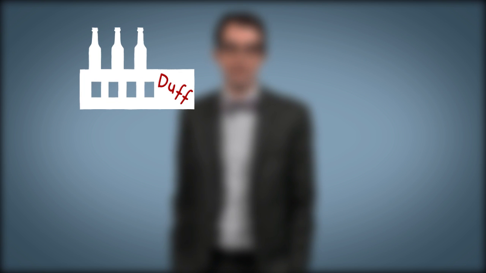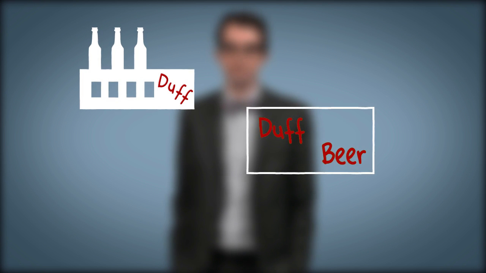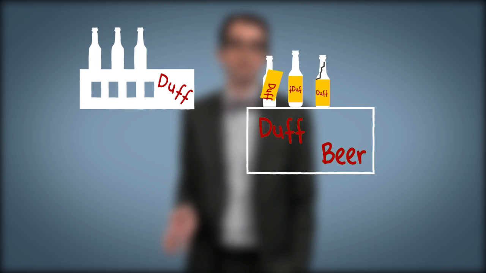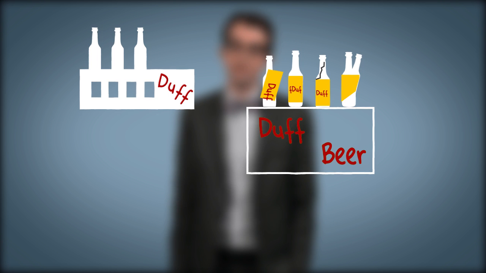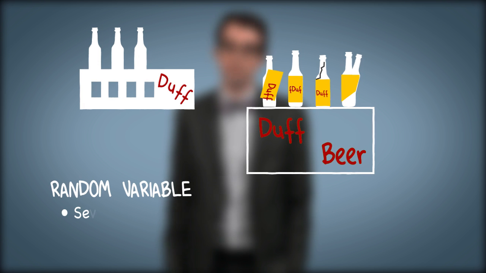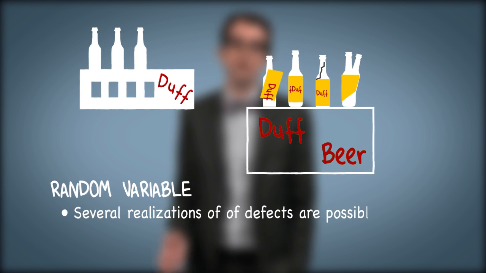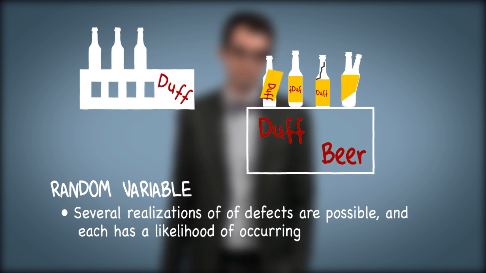Say you're a quality control engineer at Duff Brewery, and you inspect cases of beer for defects. Such defects could include misplaced wrappers, scuffs on the bottle, incorrectly applied caps, and so on. Not every case of beer has the same number of defects. Therefore, the number of defects in each case would be a random variable. Several realizations of defects are possible, and each has a likelihood of occurring.